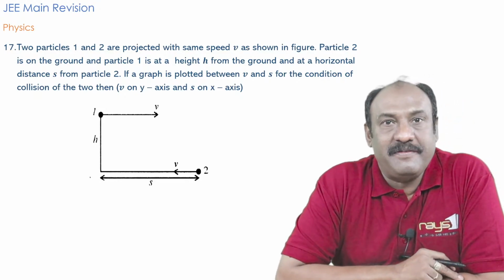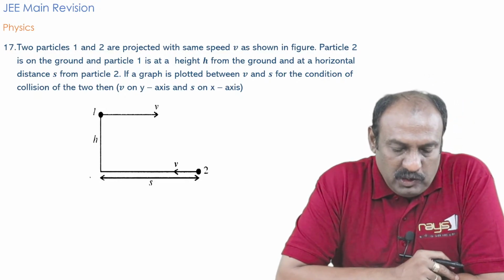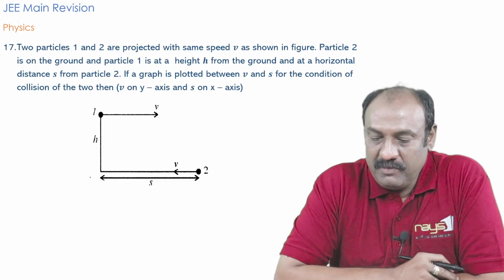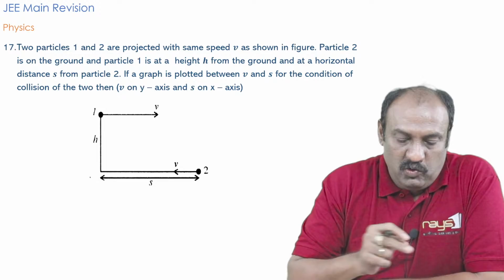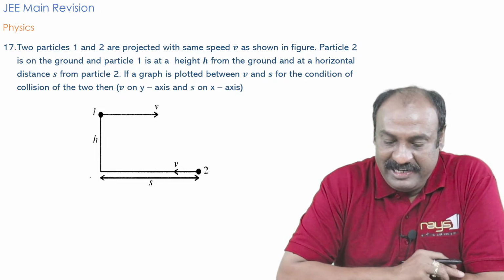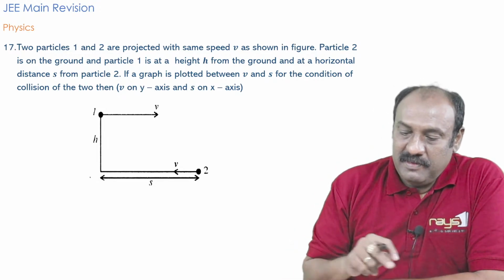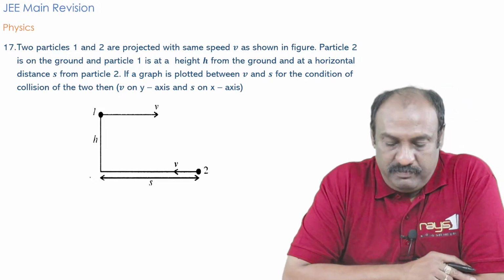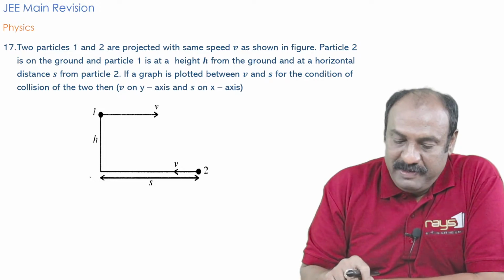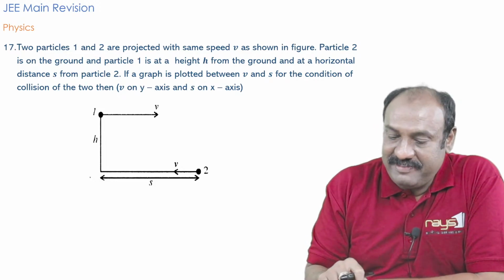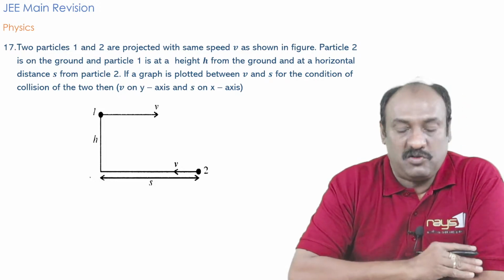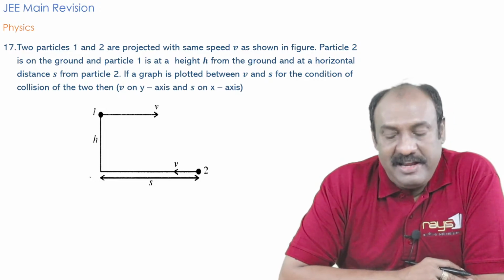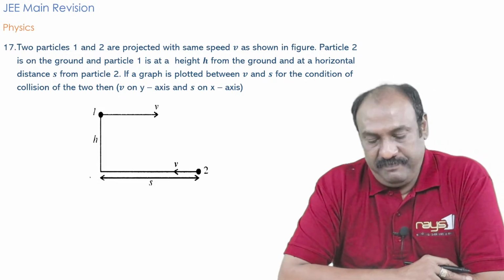Next, question number 17. The two particles 1 and 2 are projected with the same speed v as shown in the figure. The particle 2 is on the ground and particle 1 is at a height h from the ground and at a horizontal distance s from particle 2. If the graph is plotted between velocity of the particle and distance s for the condition of collision of these two, with v value on the y-axis and s value on the x-axis, what is the nature of the graph?